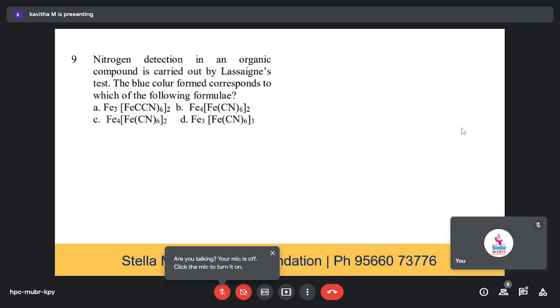Yes. Nitrogen detection in an organic compound is carried out by Lassaigne's test. The blue color formed corresponds to which of the following formulas? So the Prussian blue color is formed for a particular compound. So which is the answer?